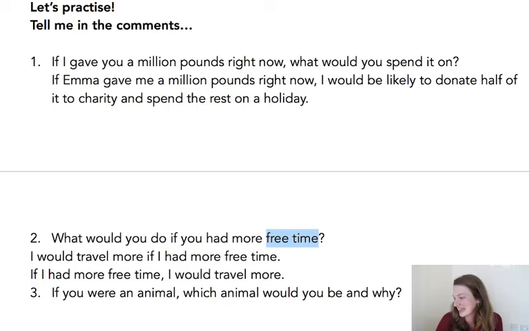Let's see. So people are still answering the £1 million one. Good. If you gave me £1 million right now, I would try to help as many people as possible. I would say I would try to help as many people as possible.